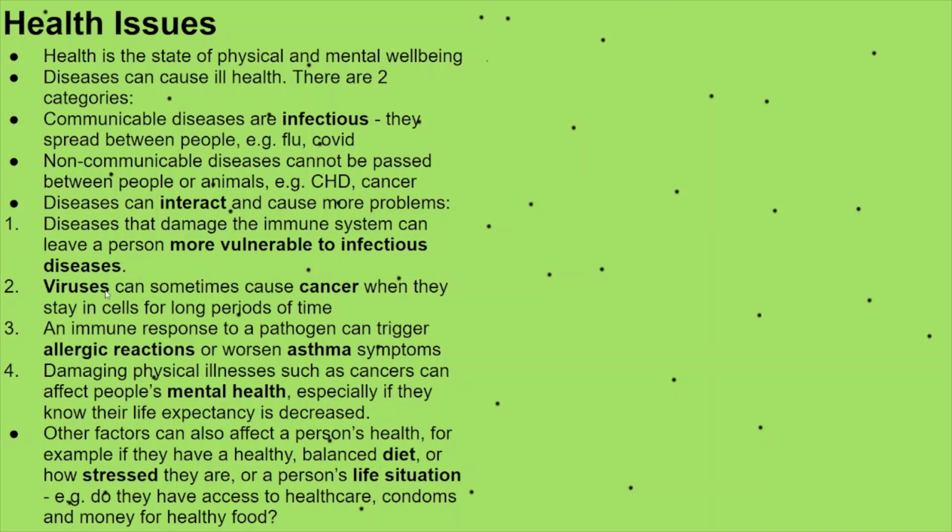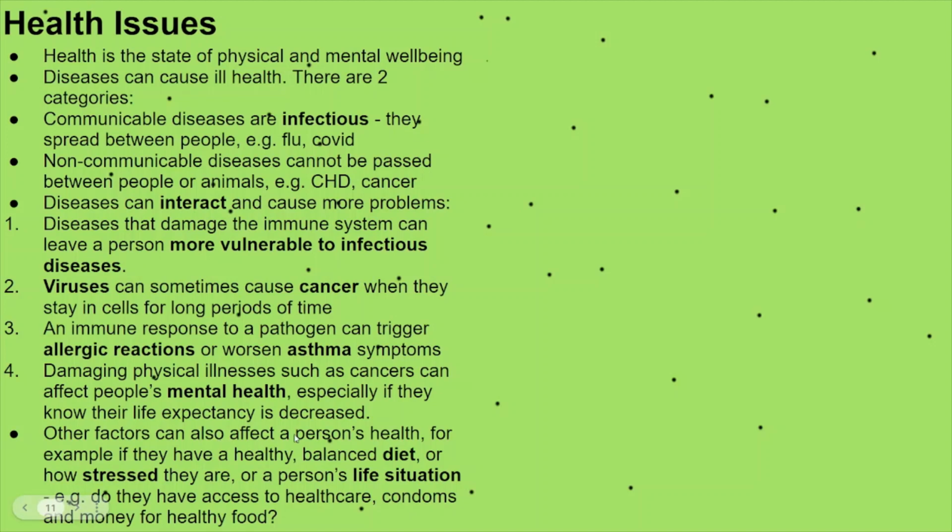Viruses, so a communicable disease, can sometimes cause cancer, a non-communicable disease. An immune response to a pathogen, so that would be a communicable disease, can trigger an allergic reaction or worsen asthma symptoms, non-communicable again. And damaging physical illnesses such as cancers can affect people's mental health, especially if they know their life expectancy is decreased, so a link between physical and mental health there.